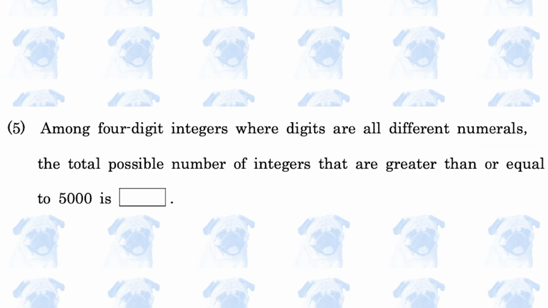Number 5. We have a 4-digit integer, and each digit is a different number, and this number is greater than or equal to 5,000. Let's begin with the thousands place.